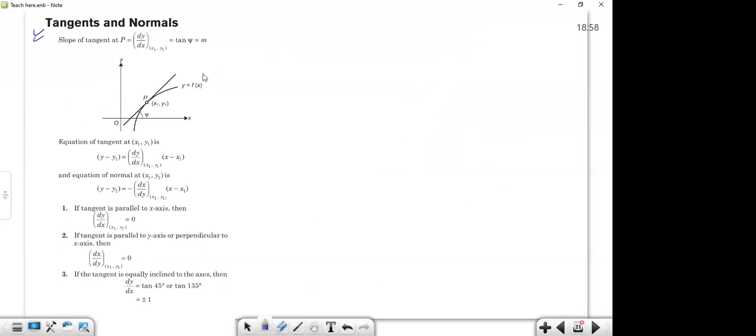We have discussed about this. So the equation of tangent at x1, y1, where y is equal to f of x, and this is some point P. We have drawn its tangent on this curve at this particular point. So the equation of tangent would be a straight line, so its equation is y minus y1 equals dy by dx times x minus x1. This is the slope of the tangent.